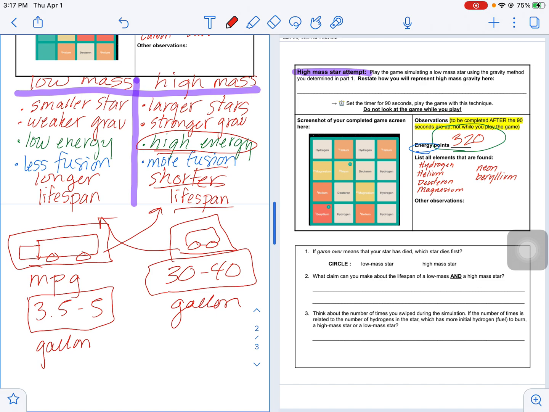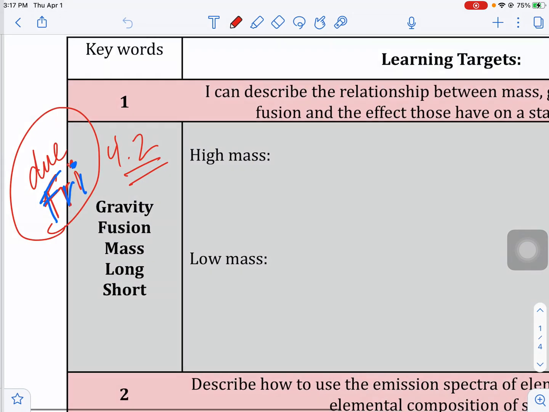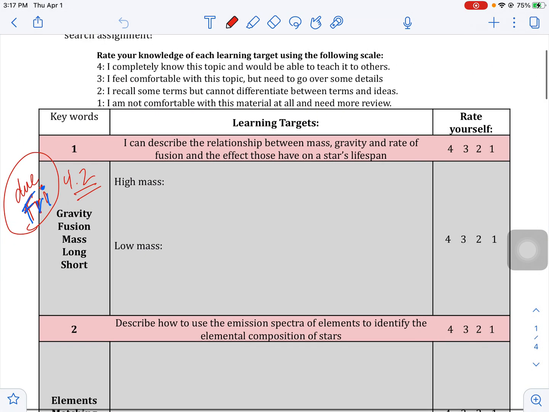So as you record your T-chart and kind of think through those ideas, you're compiling that information here in Learning Target 1. High mass star, including all the keywords, and low mass star, including the keywords. Making sure you're hitting all points of the question: mass, gravity, fusion, and lifespan.